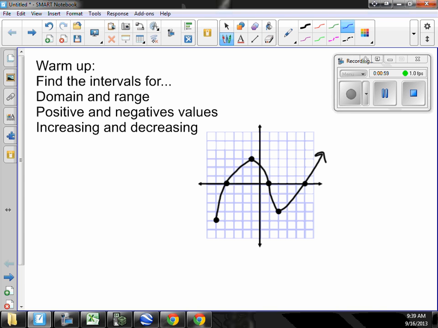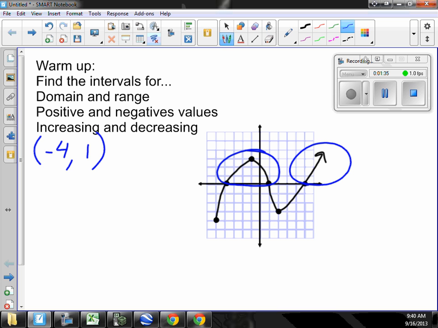Okay. Positive values. The positive values are found along that interval and along this interval. So how would we describe that first set of positive values? -4 to 1. Do we include either of those endpoints? No. Why not? At -4 and at 1, the graph is on the x-axis, which is y equals 0. So that is not a positive number.